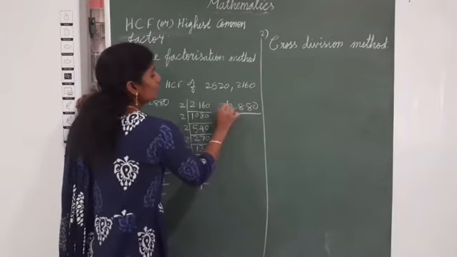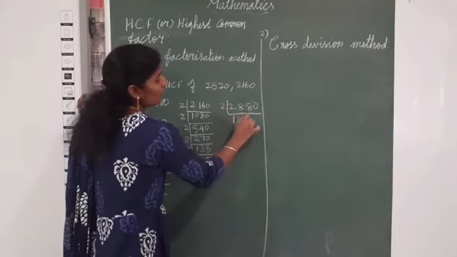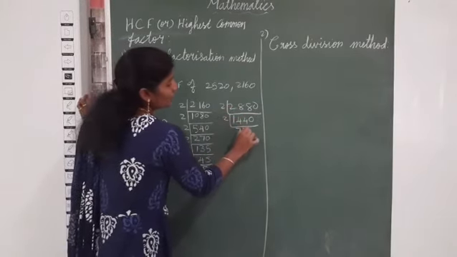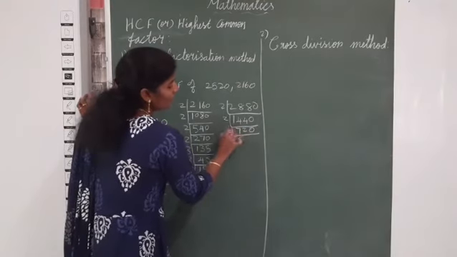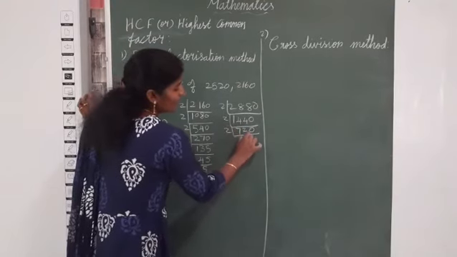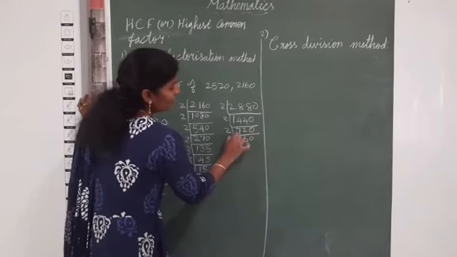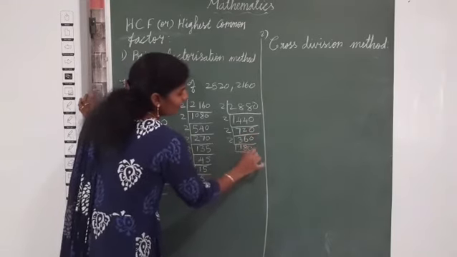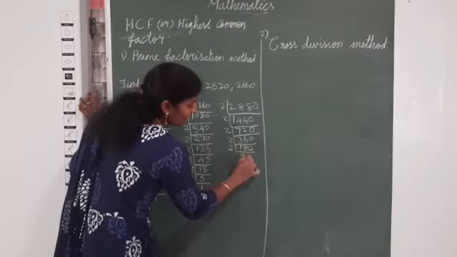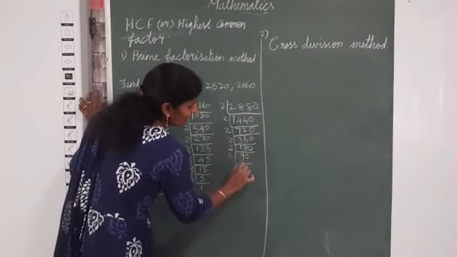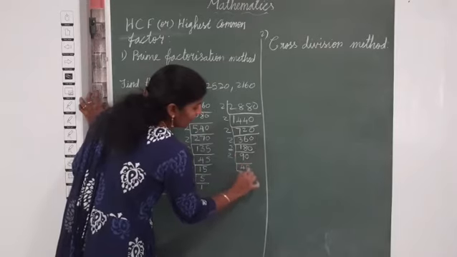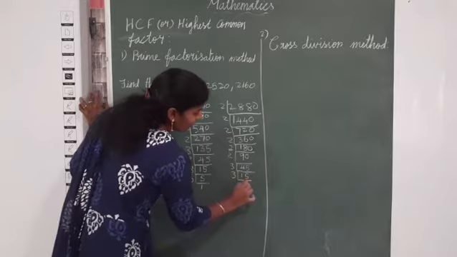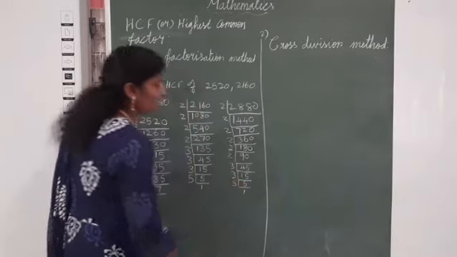Then 2880. 2 table, 1 2 is 2, 4 2 are 8, 4 2 are 8, 0. 2 table, 7 2 are 14, 2 2 are 4, 0. 2 table, 3 2 are 6, 6 2 is 12, 0. 2 table, 1 2 is 2, 8 2 is 16, 0. Then 2 table, 9 2 is 18, 0. 2 table, 4 2 is 8, 5 2 is 10. 3 table, 1 3 is 3, 5 3 is 15. 5 3 is 15, then 5 table, 1.